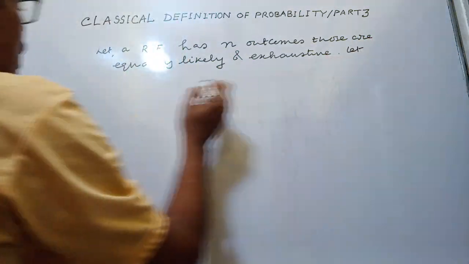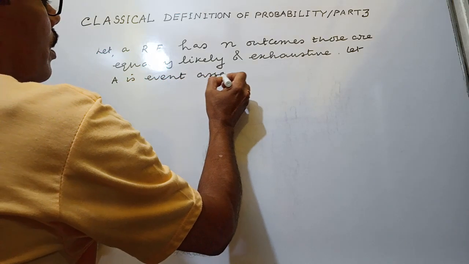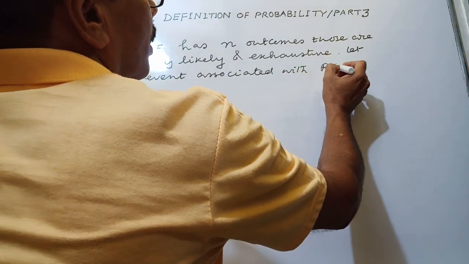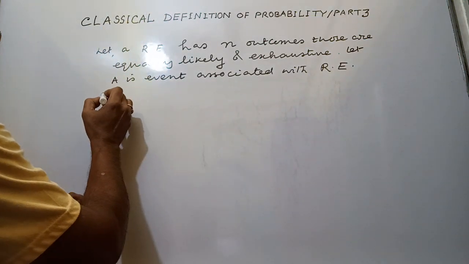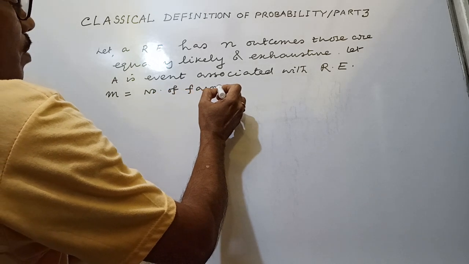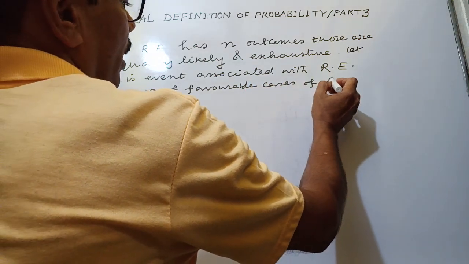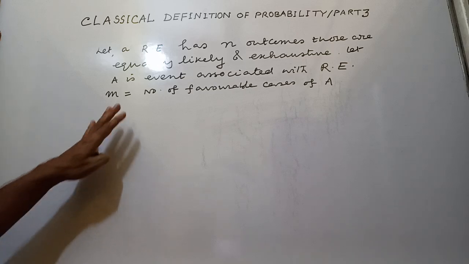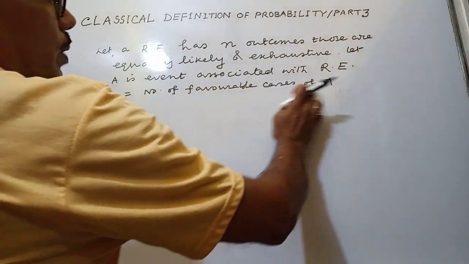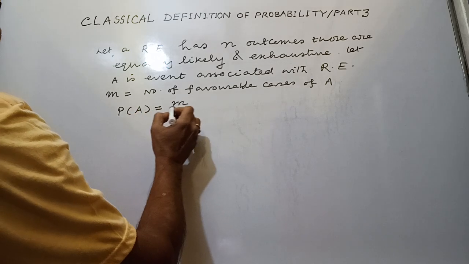Let A be any event associated with the random experiment and m equal the number of favorable cases for A. So in the previous example, what is the event of getting two heads, and what is the number of favorable cases? 2. So what is P(A)? P(A) equals m by n.